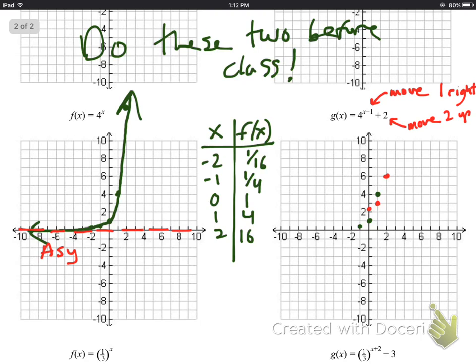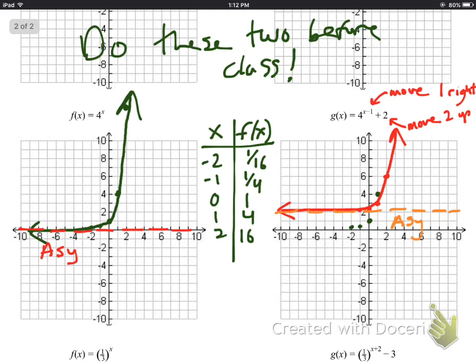All right. And if you connect the dots with the red, you get a function that looks like it was moved right 1 and up 2, which is exactly what we wanted. Again, you can mark the asymptote there, which is a good idea to do. We'll just mark that right there. You notice because we moved up 2, the asymptote, instead of being y equals 0, is now y equals 2.